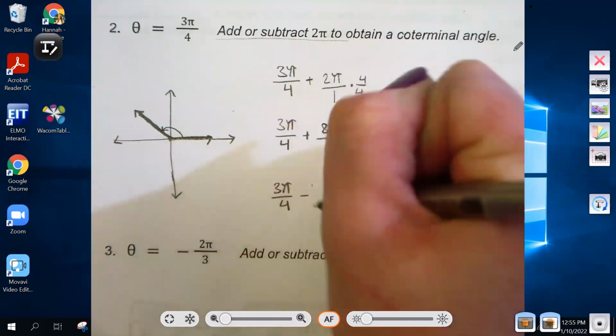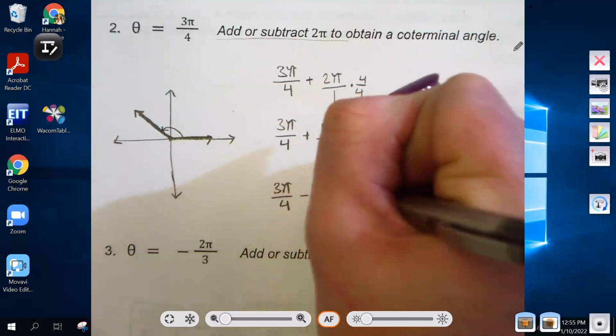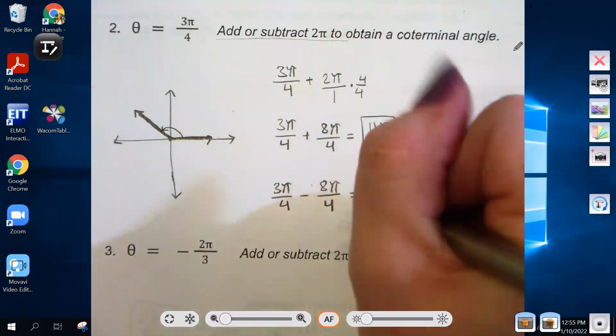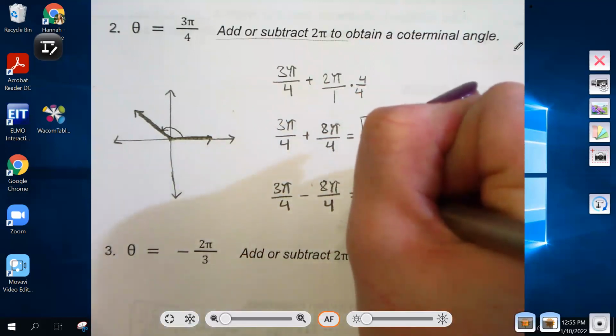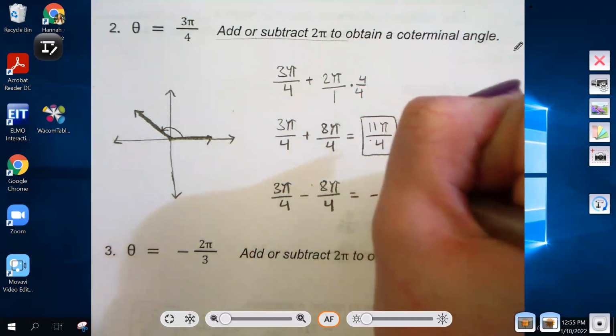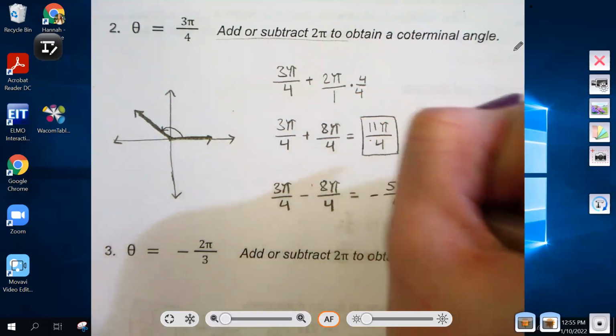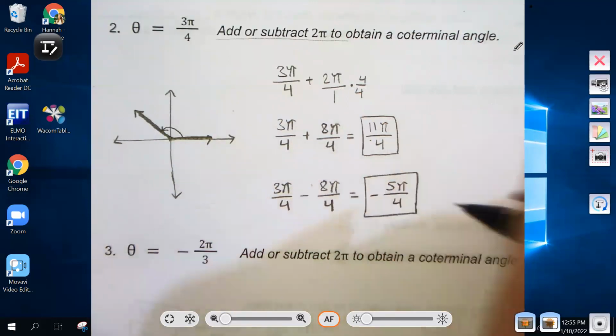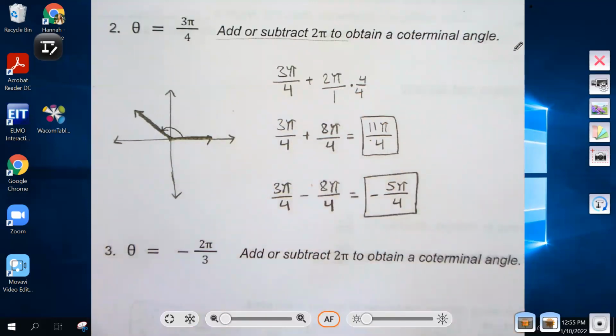So now we're subtracting 2 pi, which we already know is the same as 8 pi over 4. And what do we get? Yep, negative 5 pi over 4. So we got 2 different coterminal angles.